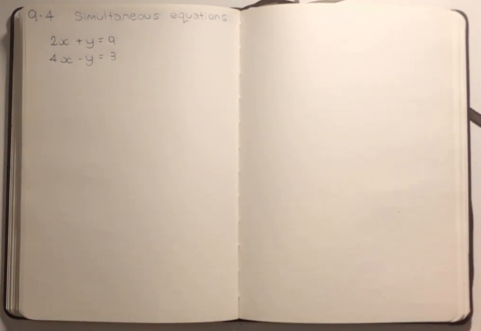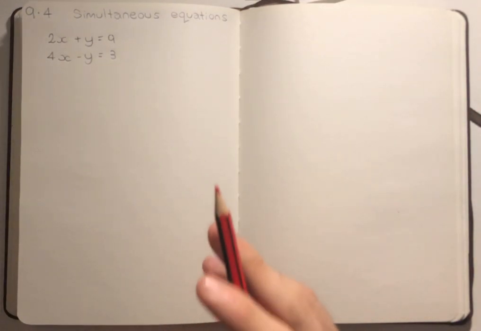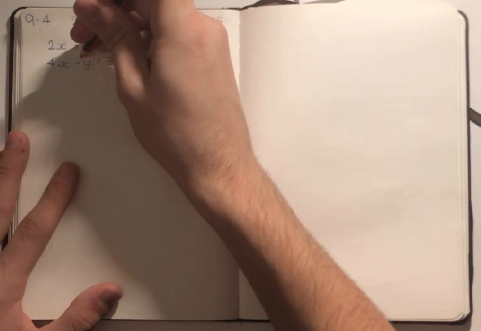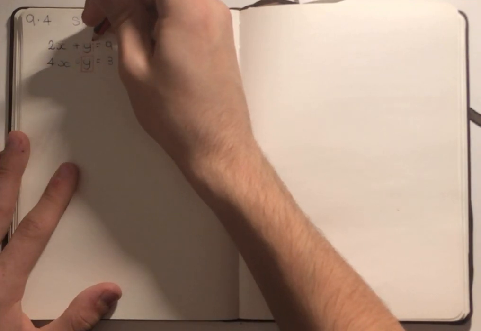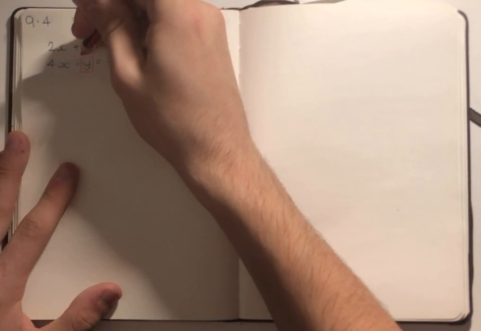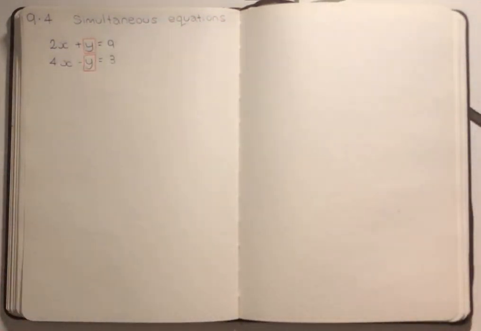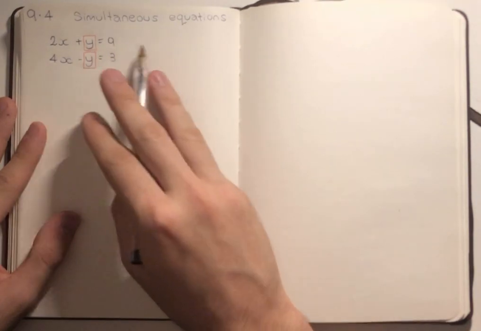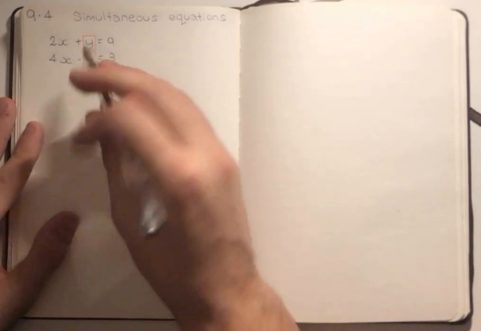So the first thing I'm going to do to help visualize is draw a red square around everything that is the same. Y is the same as y. It just is. Now, we're going to want to isolate one of these y's. So I'm going to take the top one.